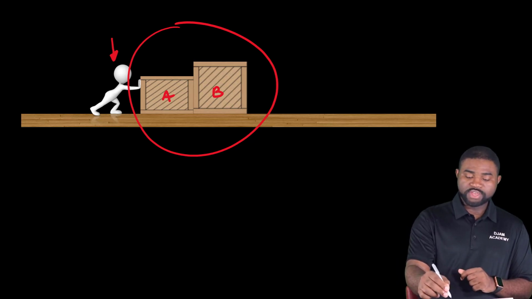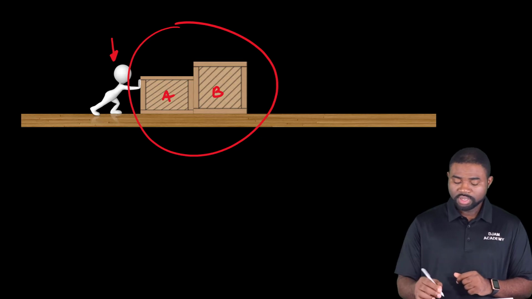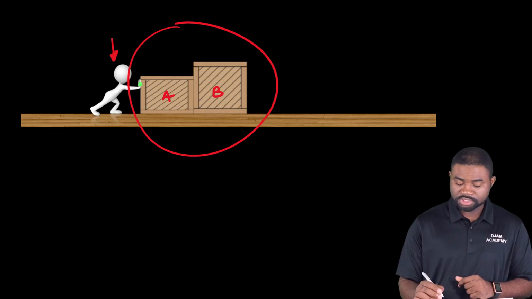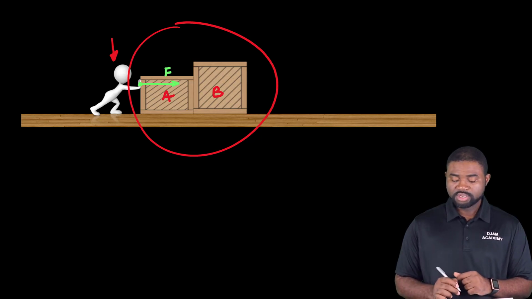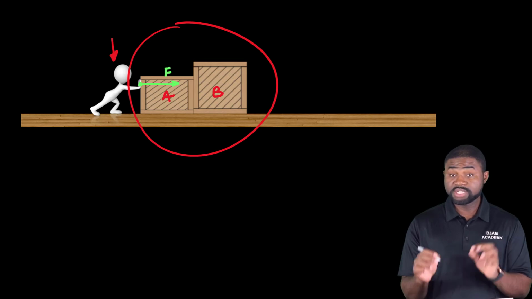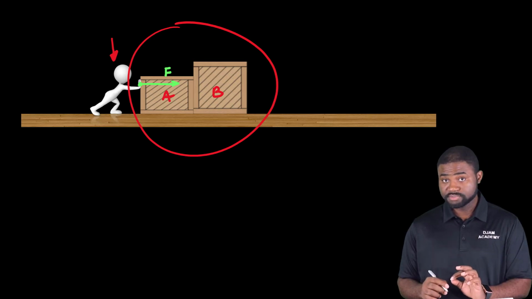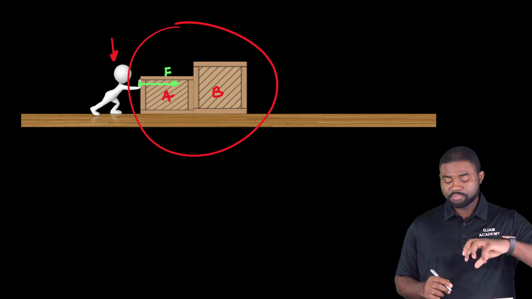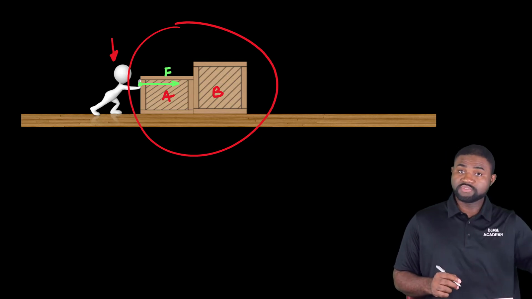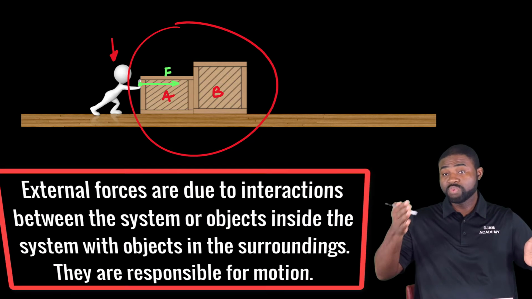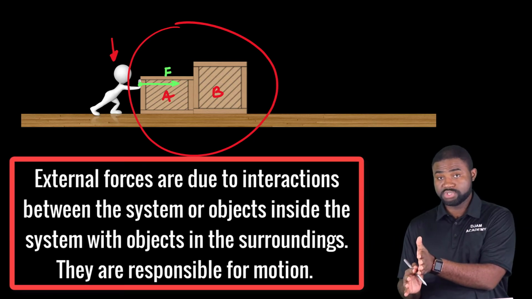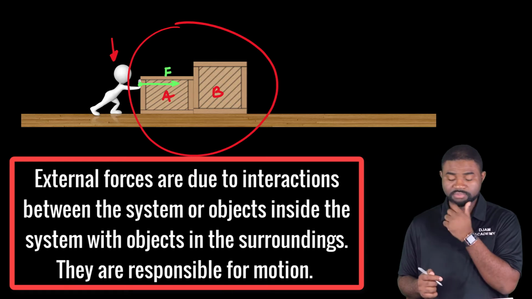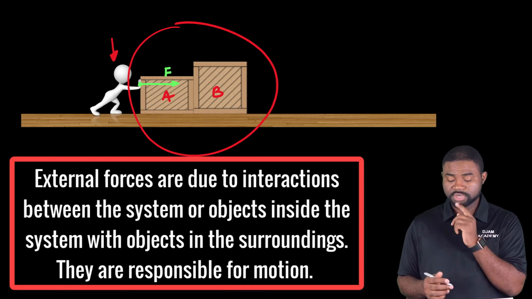If, for example, the person exerts a force on box A, let's call this force F, then the force F is an external force. Keep that in mind. If the person standing outside of the system interacts with the system, it results in an external force. It's important you keep that in mind. Just hold that thought in mind.